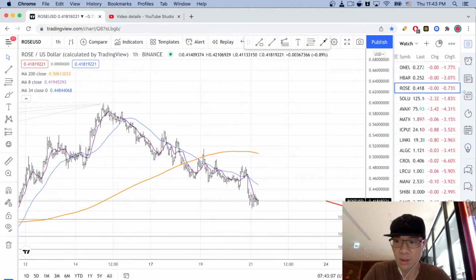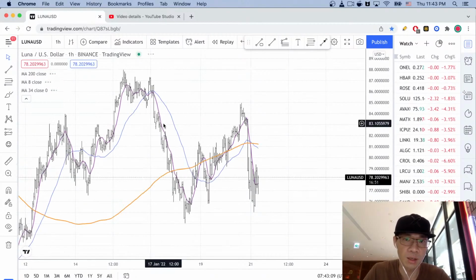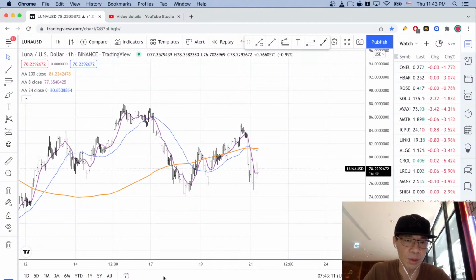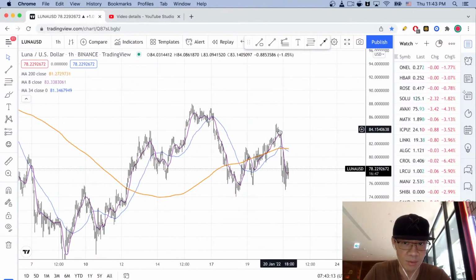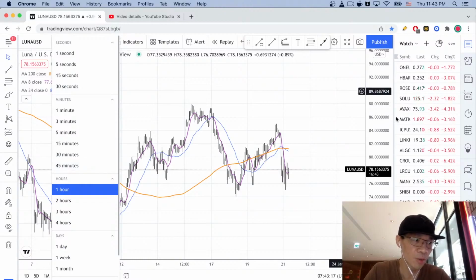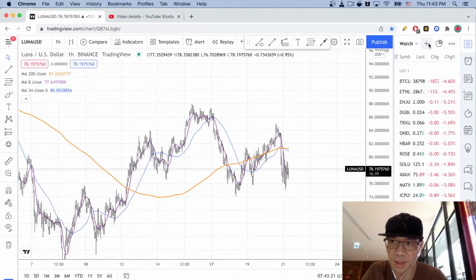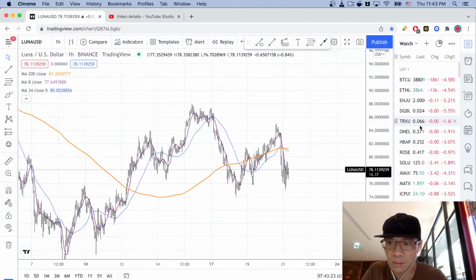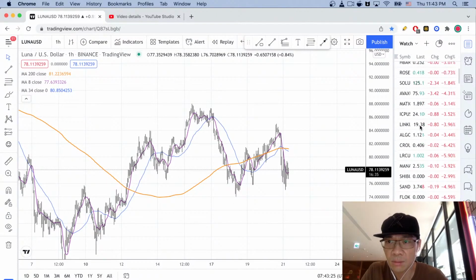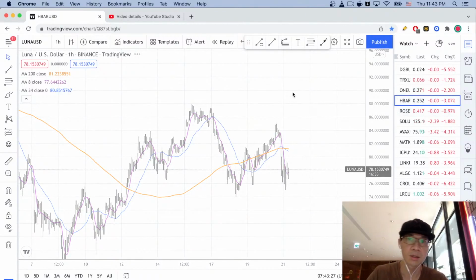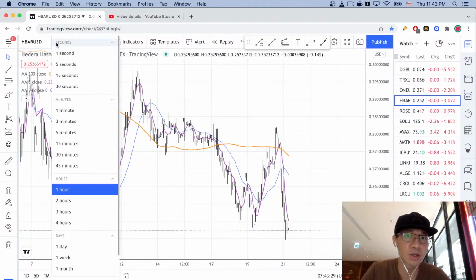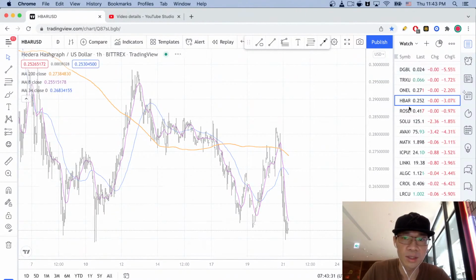Okay. So what do we got here? Luna. Luna is also trading below that 200. It got up temporarily. H-bar. All right, let's go through it. I haven't looked at a chart for quite some time. All right, right now it's trading at 25 cents. Let's jump back out on the daily chart.